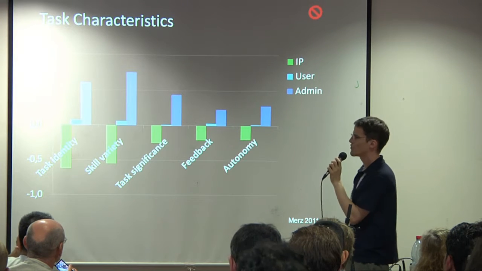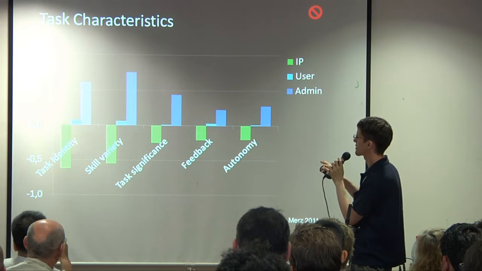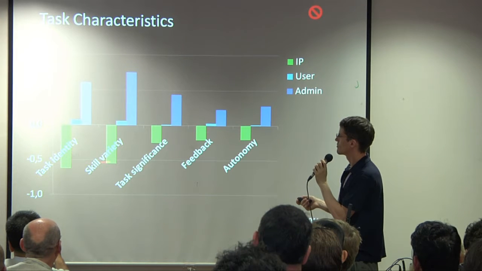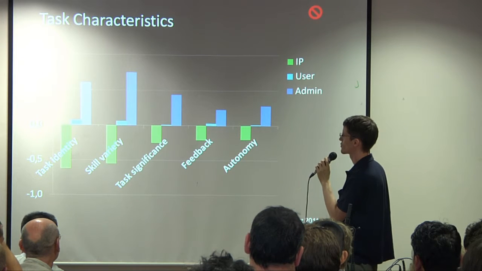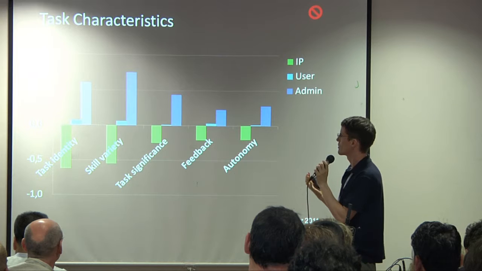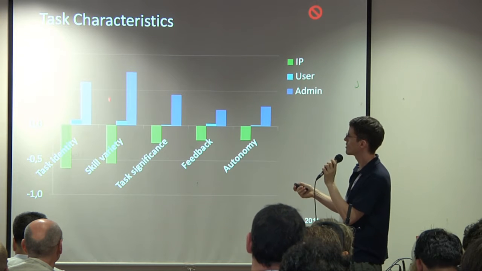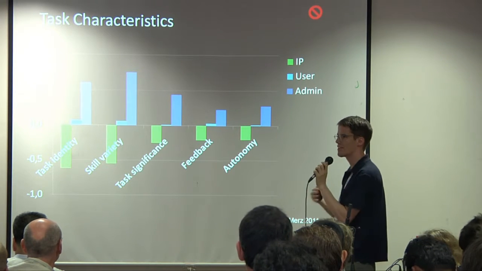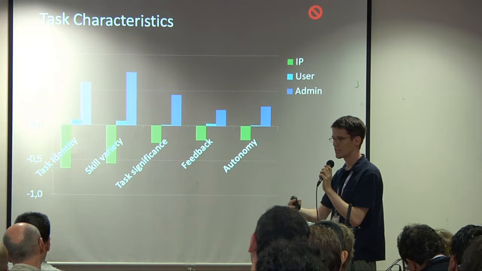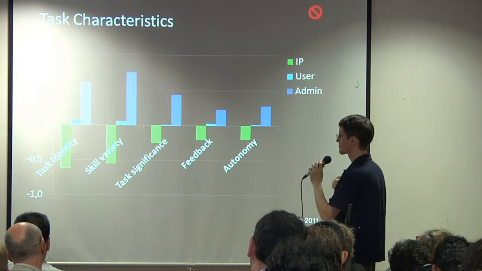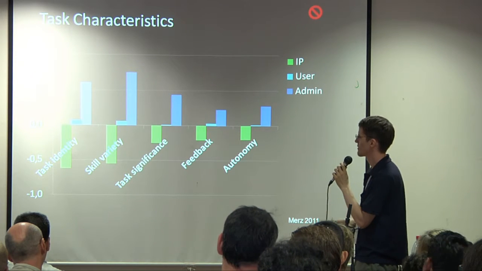And in fact, IP users do the less interesting work. Because of time constraints, I won't get into this in detail, but it basically says that the tasks that IP users do are much simpler, whereas the tasks that administrators do are much more complex and need much more education and knowledge to do them. And admins also identify more with the work they do. So in the end, they have the feeling that what they contributed to the project is something they contributed. They did something substantial there. Whereas IP users do not have that feeling.